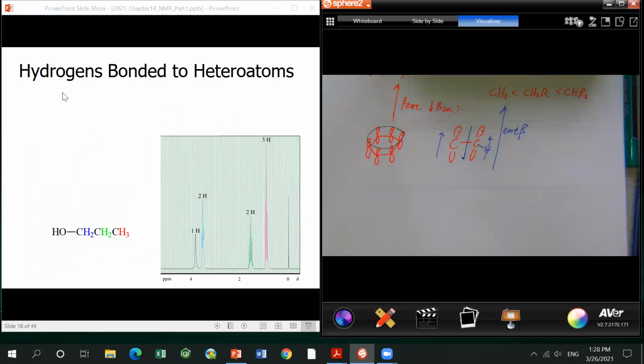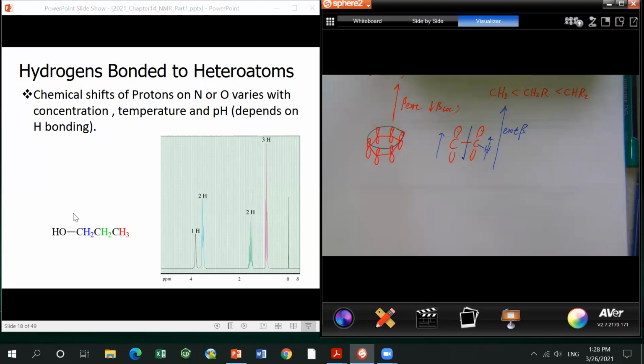Right, and in addition, there are hydrogens on heteroatoms, such as nitrogen, oxygen, sulfur. The chemical shifts of those protons are quite unique. They really depend on the sample concentration, temperature, and pH, and on hydrogen bonding. Here's one example: propanol. There are 4 kinds of protons, the OH, the blue one, the green one, and the red one, so it should show 4 different peaks.